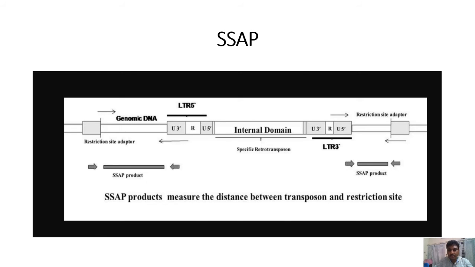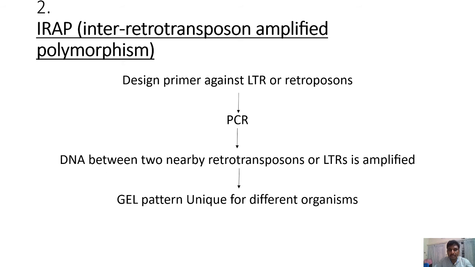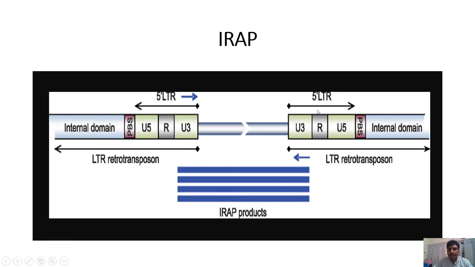Next, we can go ahead to another marker, that is IRAP, inter-retrotransposon amplified polymorphism. Here the basic principle is that if two retrotransposons are present adjacent to each other, then the segment of the genome between these retrotransposons will get amplified. For that, you need to design primers. Both primers should be against the LTRs of retrotransposons.